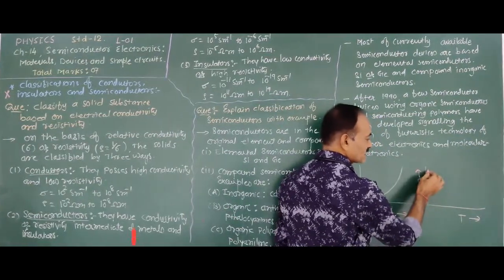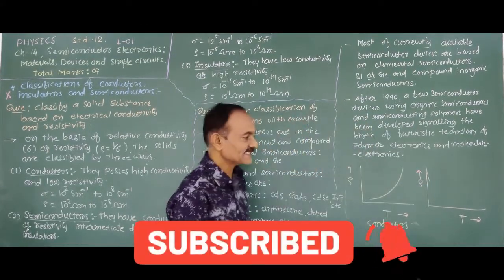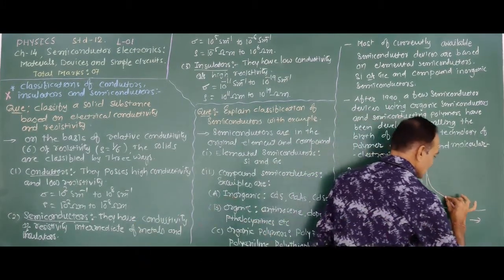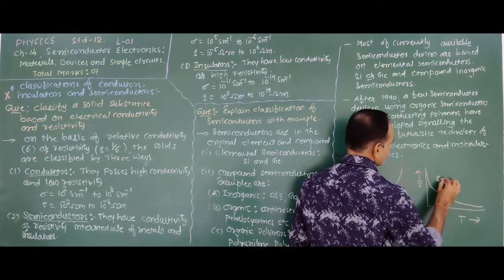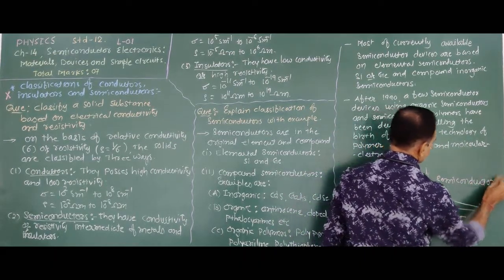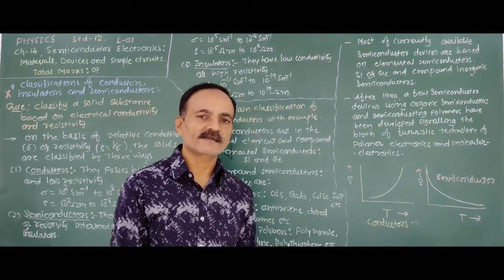At 0 Kelvin temperature, the resistivity is maximum. That means the conductivity is less. As the temperature increases, the conductivity increases and resistivity decreases. That is for a semiconductor. So that is the main difference between the conductor and semiconductor.